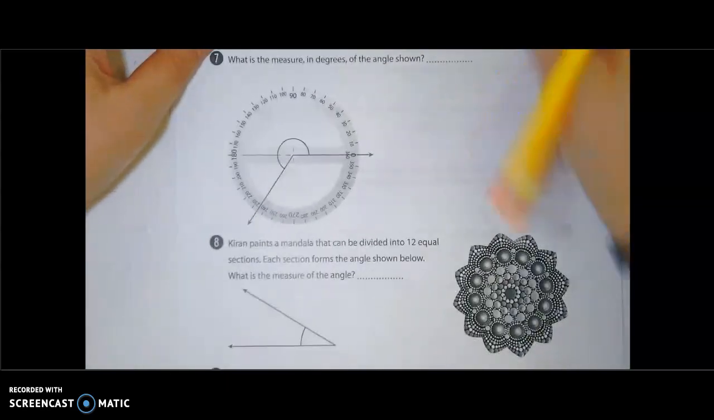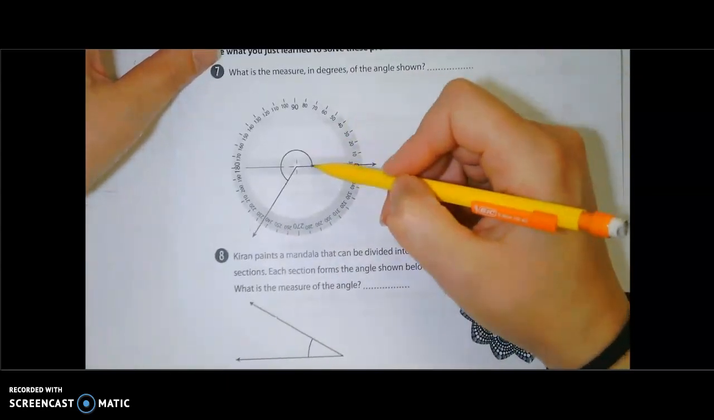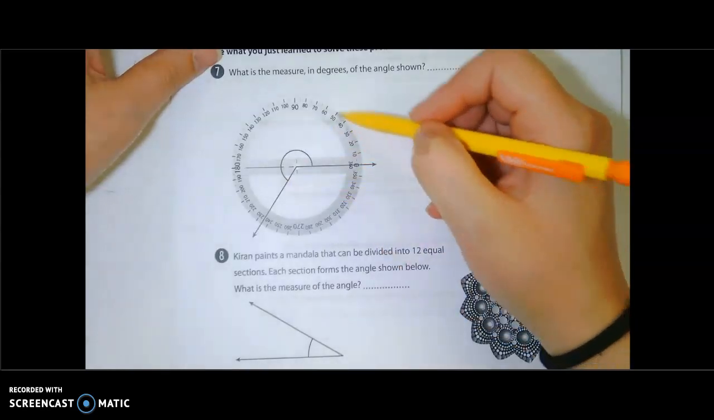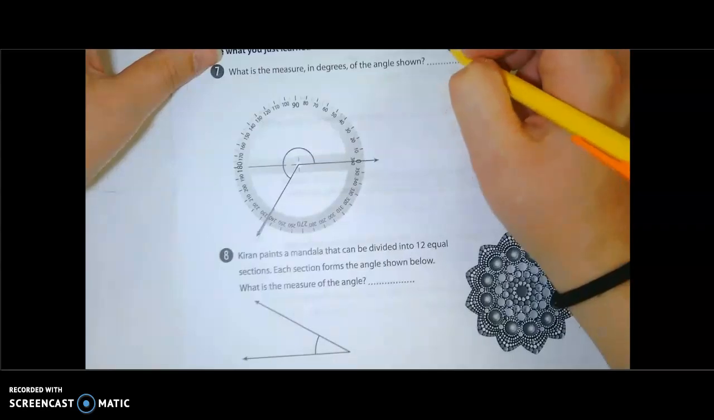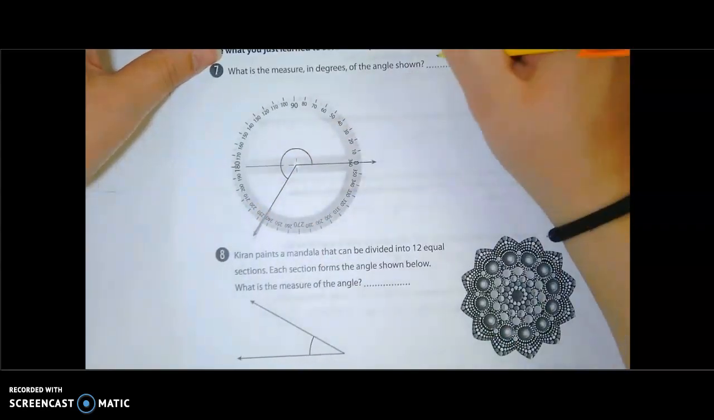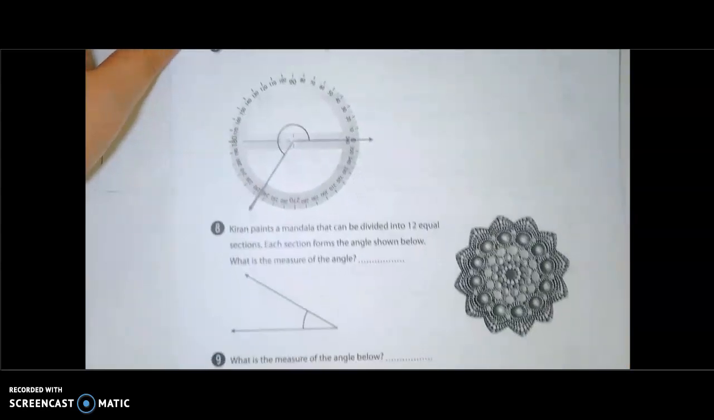So then moving into our apply, what is the measure in degrees of the angle shown? So here, notice where the line is. We are going all the way around to here, which shows us that that is between 230 and 240, which is about 235 degrees.